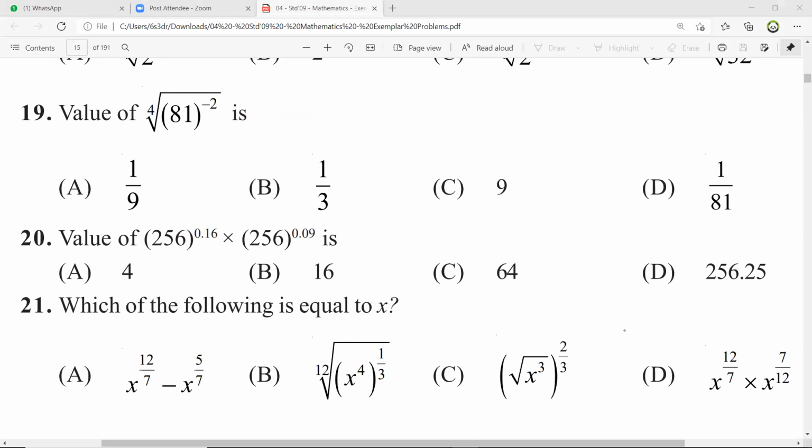Mridula, we are doing the next question and I'll just show you what the question is. The question is this. Mridula, are you able to see it? Okay.